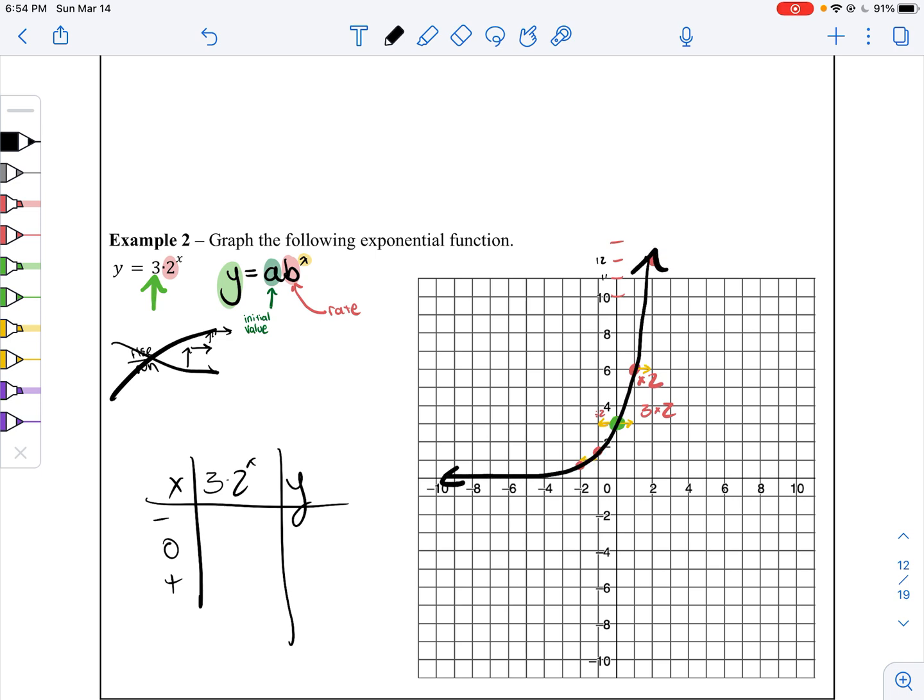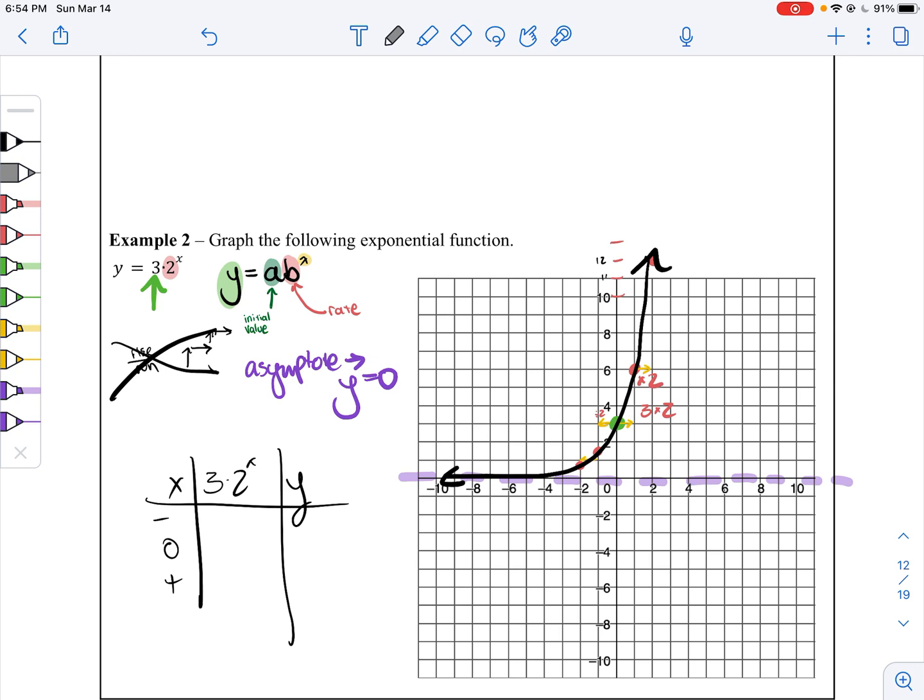Just like that. But where is his asymptote? His asymptote is still going to be at y equals 0, because he doesn't have a plus c or minus c. He didn't move up or down at all. So usually your asymptote is going to be at y equals 0. So make sure you don't go past that line.